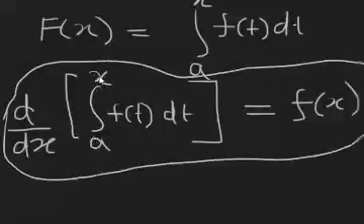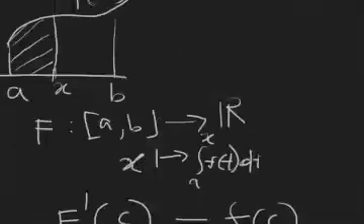x is an element in between the a and b interval. So when you differentiate this integral, you get the same function, f of x, because this is a function of x. So this is a function of x, right? Why is this very important? Let's look at this.